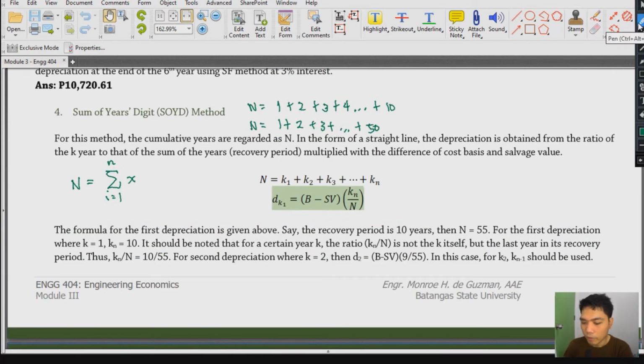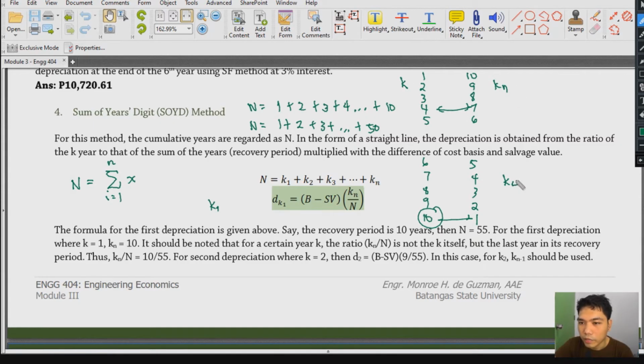When you have, let's say 1 to 10, gamitin natin siya. So we have 1, 2, 3, 4, 5, 6, 7, 8, 9, 10. Okay, so this is your 1 to n. And then if you're asked to find your k sub 1, what would be the ratio of your k sub n over n? So that is simply 10 over 55. What if it's the fourth year? So you could just write parang 10, 9, 8, 7, 6, 5, 4, 3, 2, 1. So kung ano yung katapat niya dito, that would be the one that you'll be using. So if it's k, so this is your k sub n.